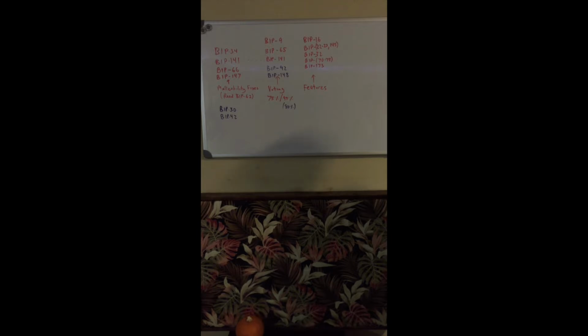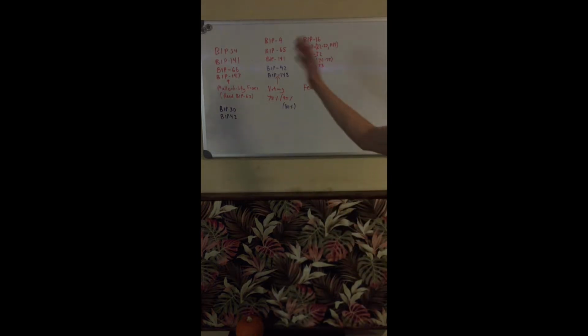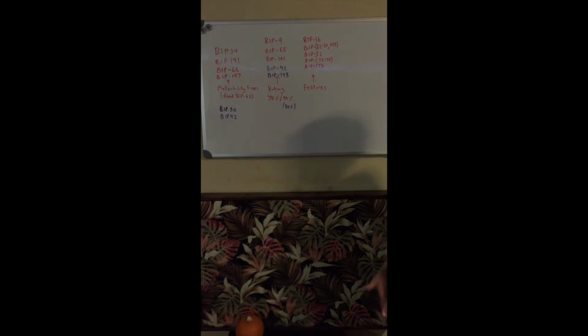Alright, so these BIPs fall into a few categories. I have them separated into malleability fixes, voting, and features. That doesn't cover everything, but I think it covers most things. So malleability, what is transaction malleability? This is one of the main problems that they've been solving in Bitcoin since Satoshi made it.